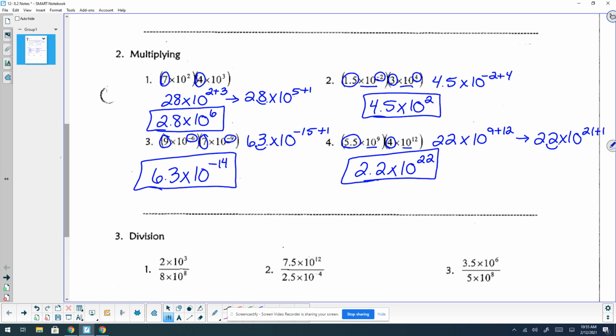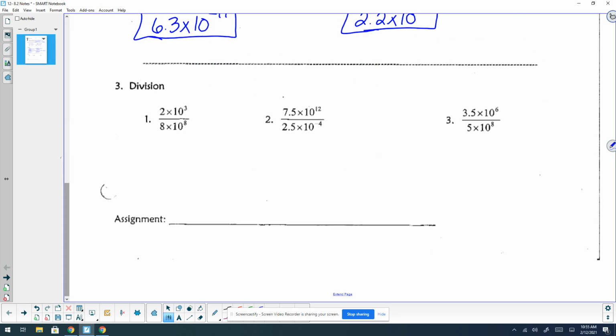So when you're multiplying two scientific notation numbers, you're just going to multiply the numbers that are in front, and then you're going to add the exponents together. At that point, you need to double check if your answer is in scientific notation or not using what we did just above. Okay? On to dividing scientific notation.